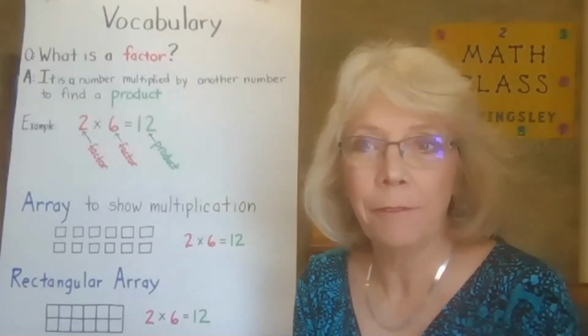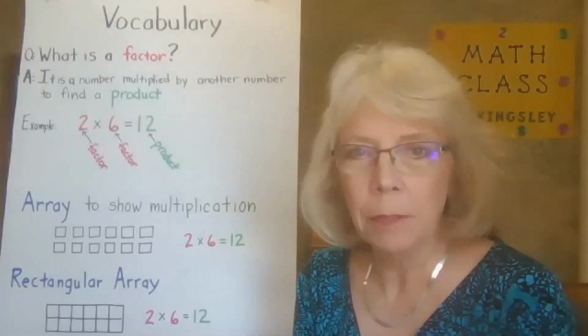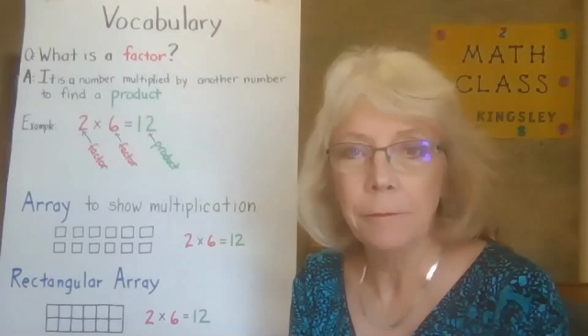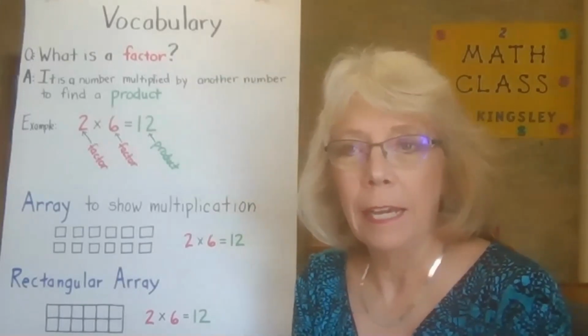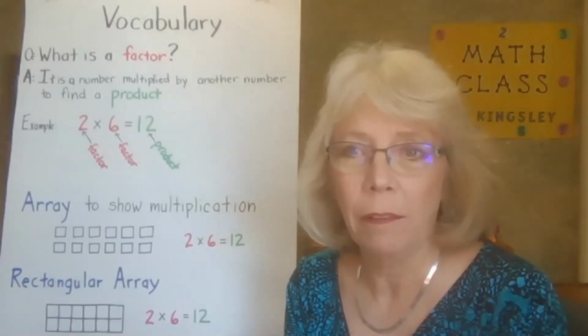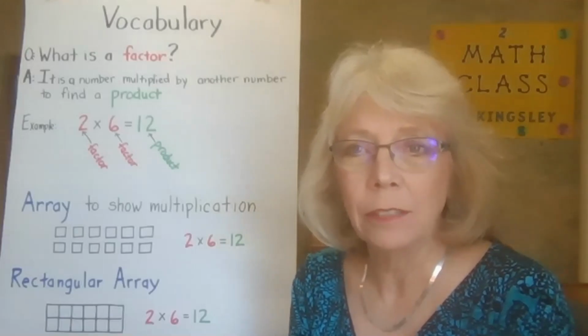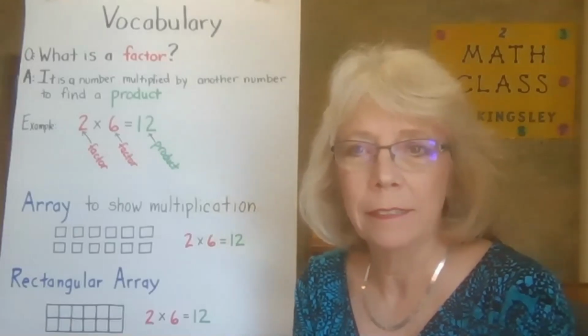So what is a factor? A factor is a number multiplied by another number to find a product. And I gave you an example here of 2 times 6 equals 12. In that example, 2 and 6 are the factors and 12 is the product.